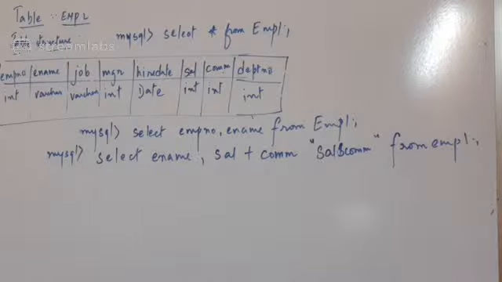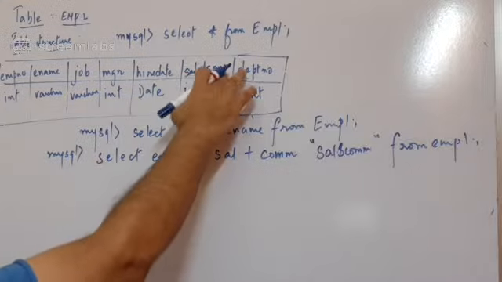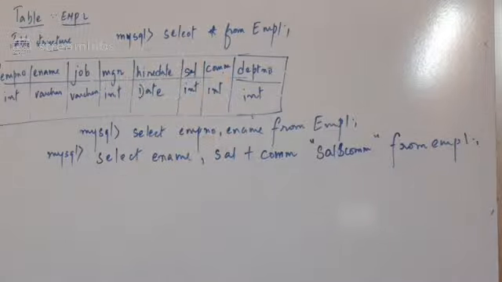But the thing is that in the commission column there will be some values which are not being filled. So over here you need to find out which particular rows are there where the commission value is null, wherever the null keyword is being written.